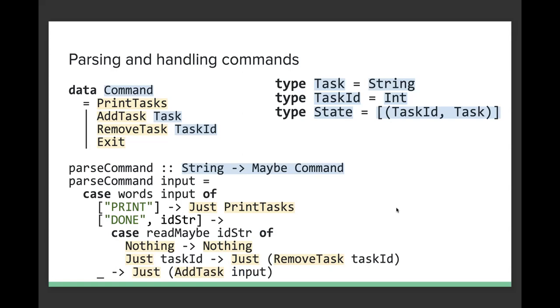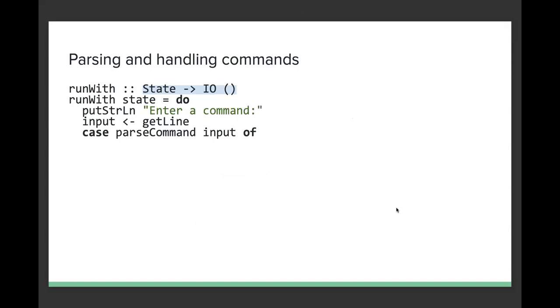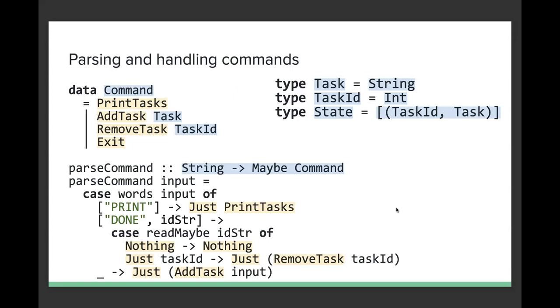Okay. So now that we have a function that takes a string and returns Maybe command, what we can do is, in our main function, well, in our run with function, we take an input from the standard input, getLine. Then we do case on parse comment of input. Yes? Yep. What's the question?